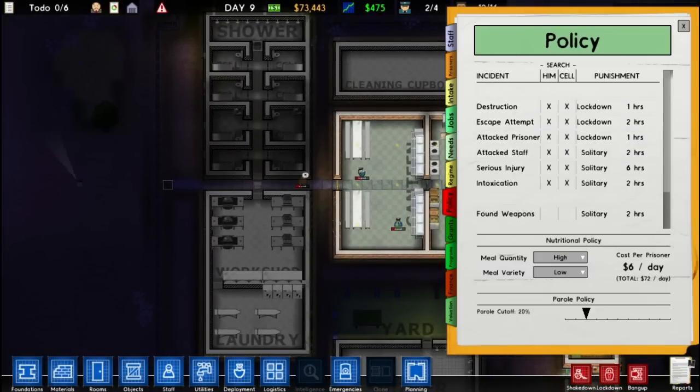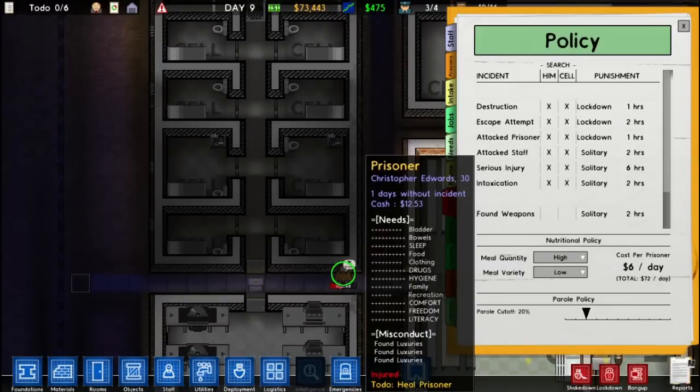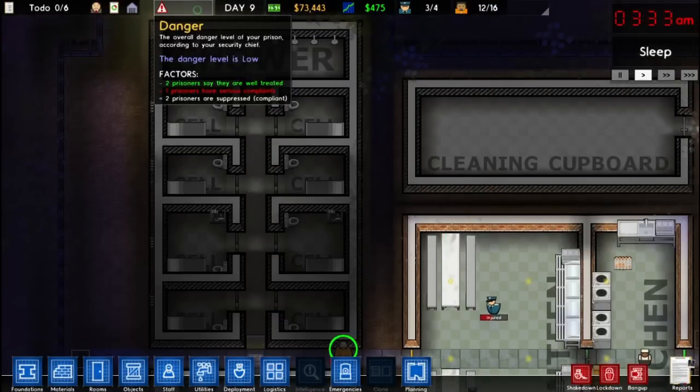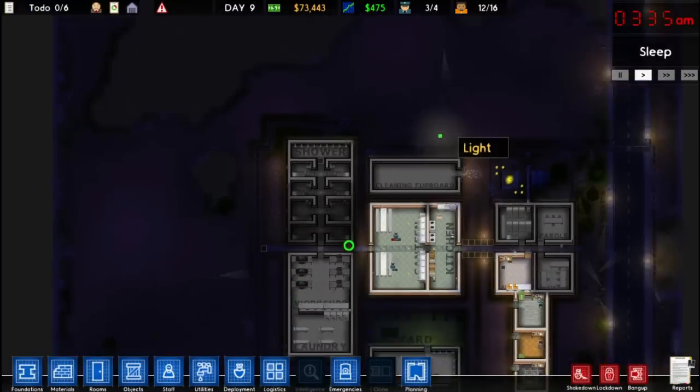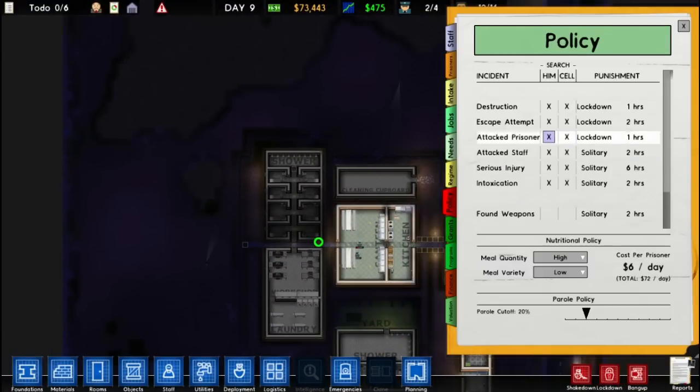Prisoners don't like when they're searched unjustifiably. So I can go up to any prisoner, click on the prisoner, and I can say, hey, search this prisoner. However, if I don't have a reason to search this prisoner, the prisoner isn't going to like it very much. And that's actually going to show up in our thermometer up here. So it's not a good idea to, in policy, have all these X's filled in.